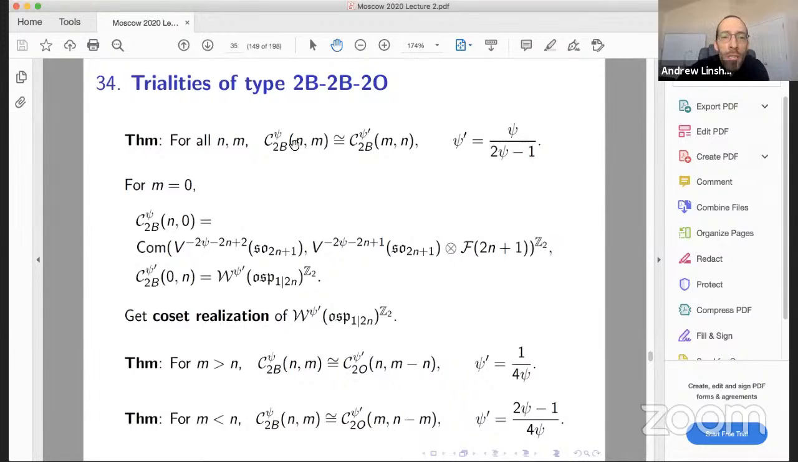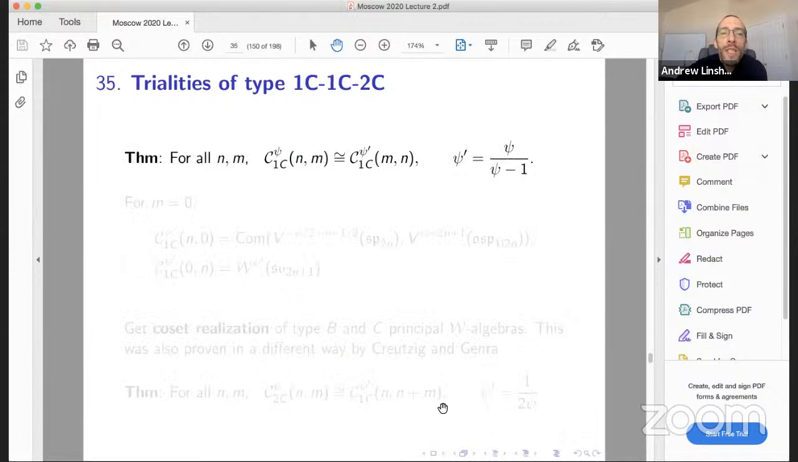So it says that a 2b is related to a 2b, and it's also related to a 2o, but I have to break up these into two cases, depending on whether n or m is bigger. Okay, and so there's some special cases that we can recognize. Okay, now I have 1c, 1c, 2c triality.